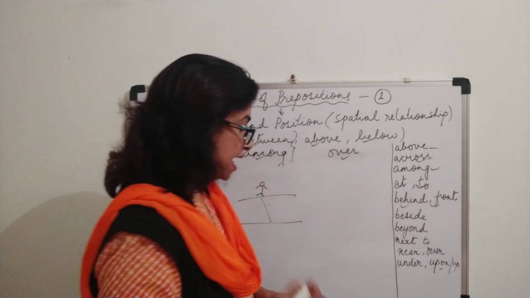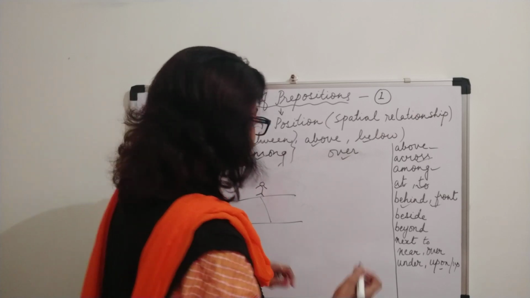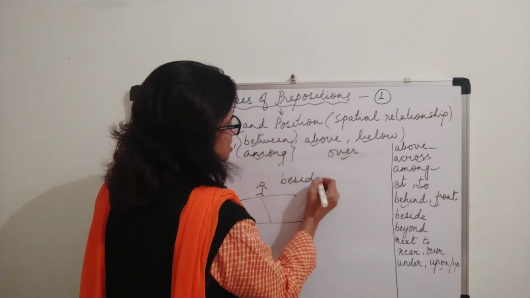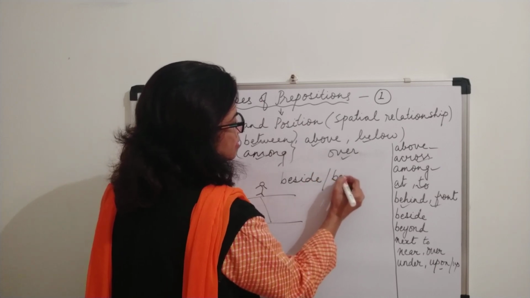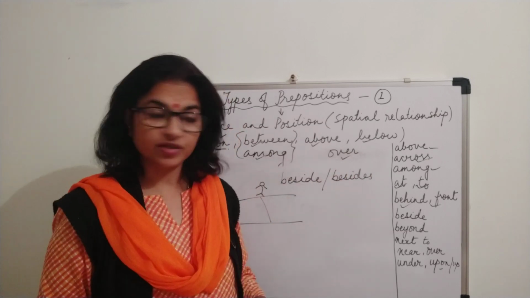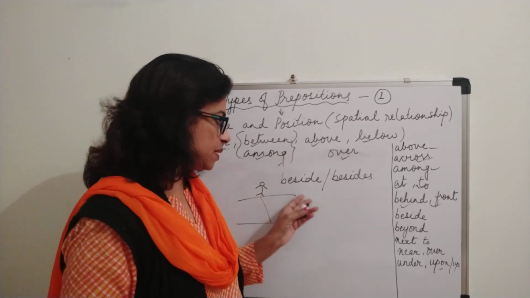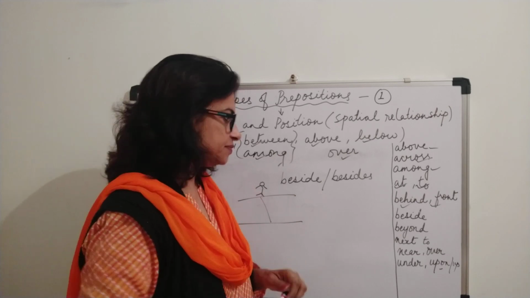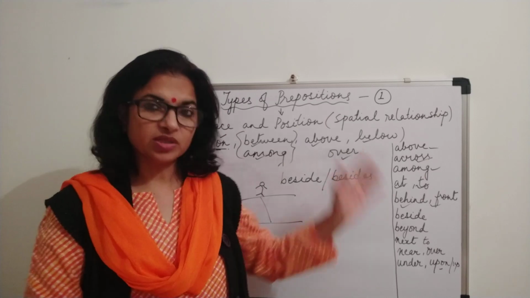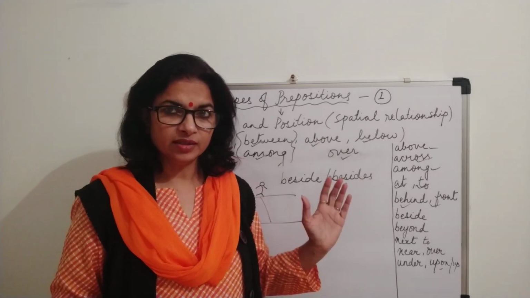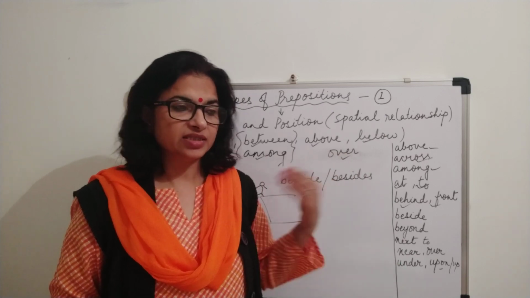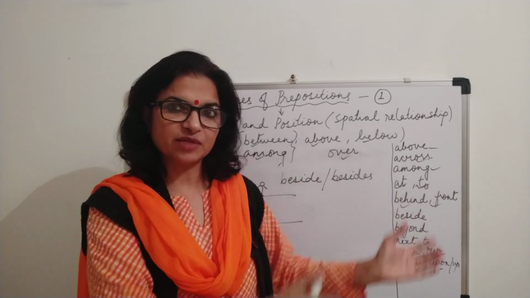Now beside and besides. Now see, there are two words. Sometimes the children are confused between beside and besides. The meanings are totally different. Both are prepositions. Beside means what? Now, suppose somebody is standing here. Okay. So I can say, oh, he is standing beside me. Just side by side. That is beside, side by side.